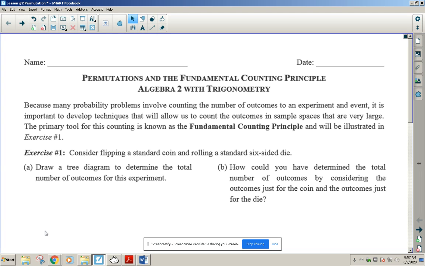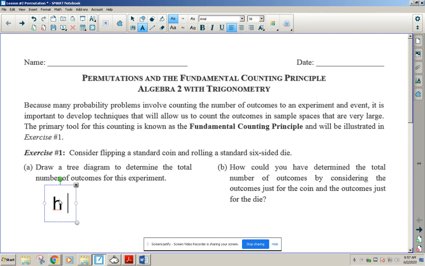Hello, everybody. We're going to be talking about the counting principle in more detail. We talked about it yesterday, and here's the problem we actually did yesterday. It says, consider flipping a standard coin. And if we flip a standard coin, we either get heads or we get tails. Now, that's all well and good. Now, we also roll a standard die.